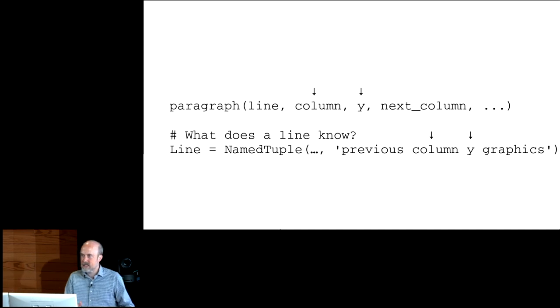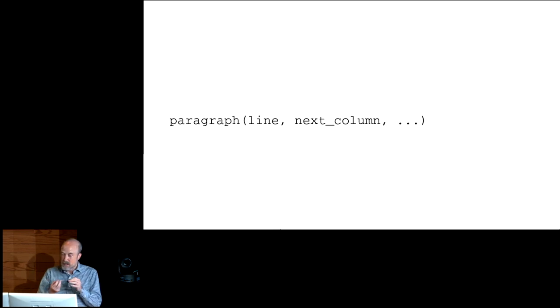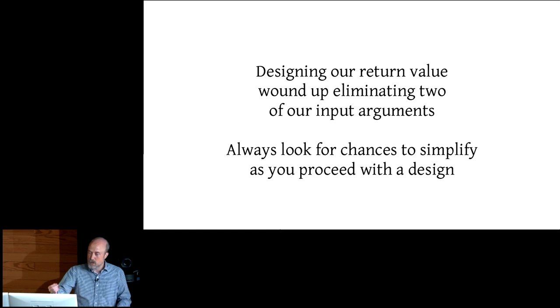I didn't know I'd be passing lines in as an argument, but now that I know that this gets passed in, I no longer need to separately pass in the column and the Y coordinate. The paragraph learns everything about the current context merely by looking at this line object that I didn't even pass in for its own amusement. I passed it in because it needs to append more lines, but it wound up carrying almost all the information the paragraph needs. In other words, designing our return value wound up eliminating two of our input arguments.